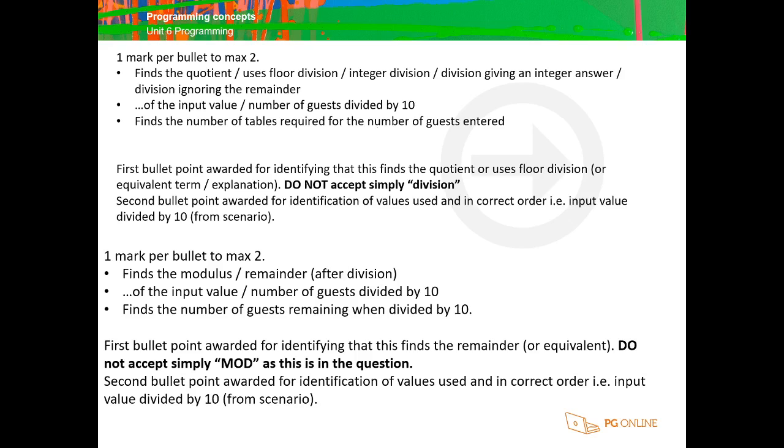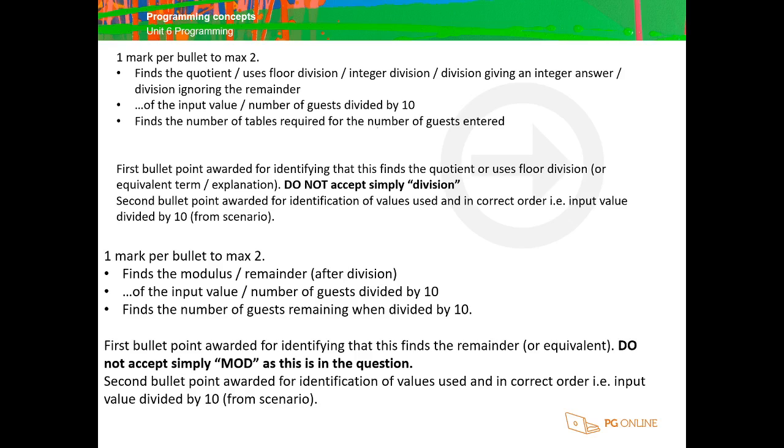If you just do division, okay, if you've got a number with no remainder, you're going to end up with a decimal, which is no good in this context. The second bullet point identifies the values, awarded for identification of values used in the correct order. Input value divided by 10. Okay. So the same for the second one, finds the modulus, the remainder after division.